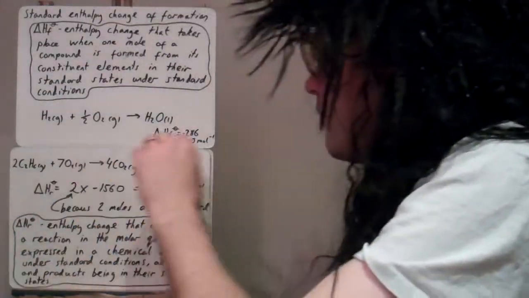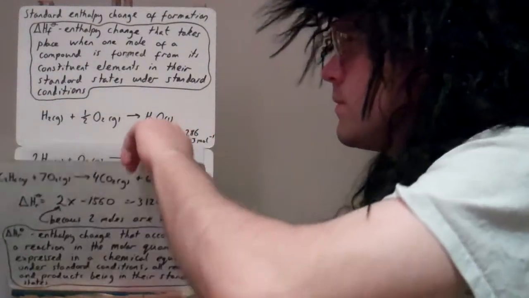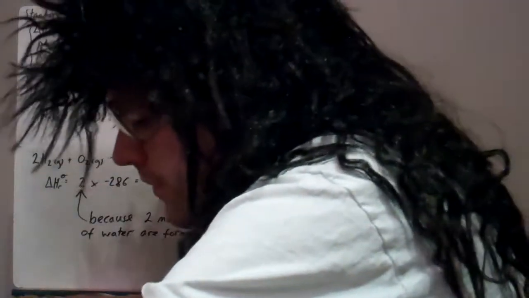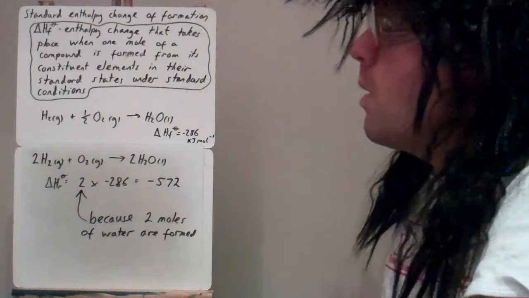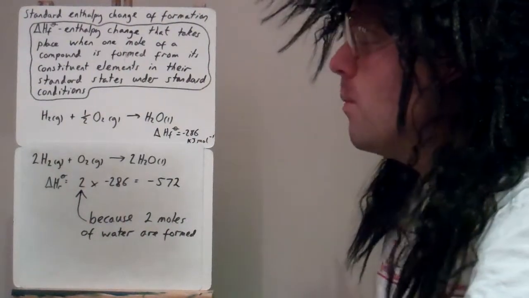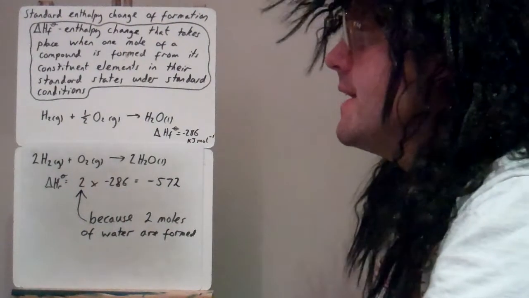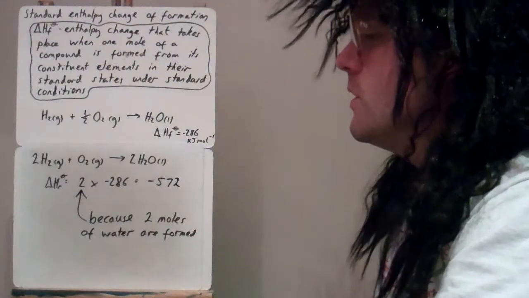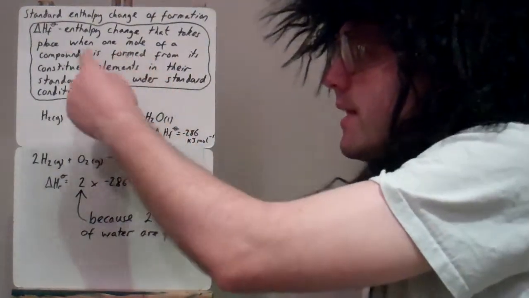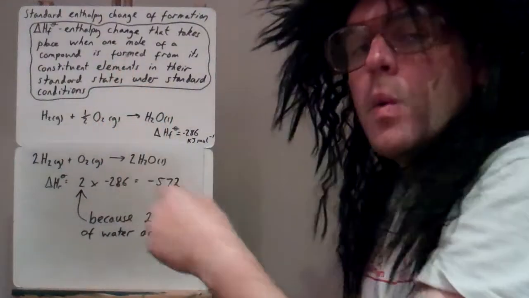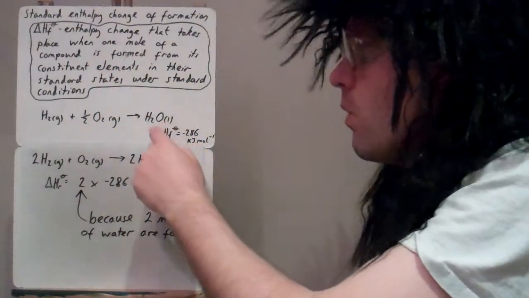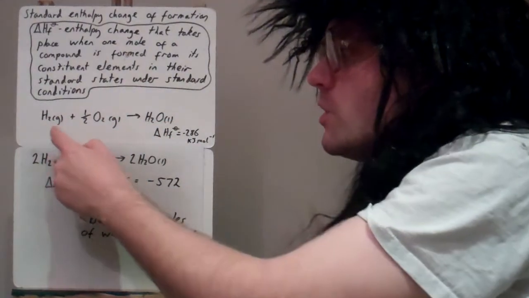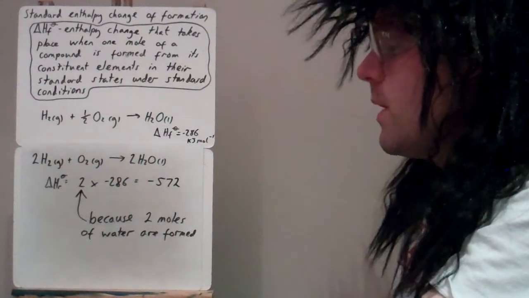Standard enthalpy change of formation. So another definition that you need to know is the enthalpy change that takes place when 1 mole of a compound is formed from its constituent elements in their standard states under standard conditions. So here it's when 1 mole is formed, not when 1 mole reacts, it's when 1 mole forms. So here we've got 1 mole of water forming from 1 mole of hydrogen and half a mole of oxygen.